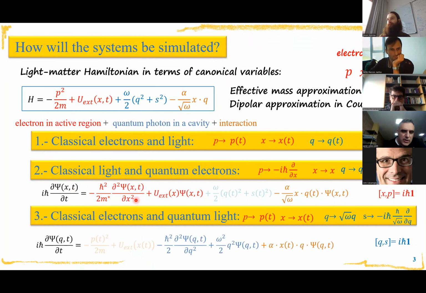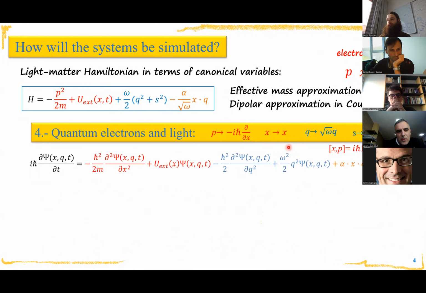And we will also do classical electrons and quantum light. It means that now it is the light that is quantized, it has these properties, and this is the wave function that you have, a wave function with the degree of freedom Q, that basically is the amplitude and the phase of the single mode that we are studying.